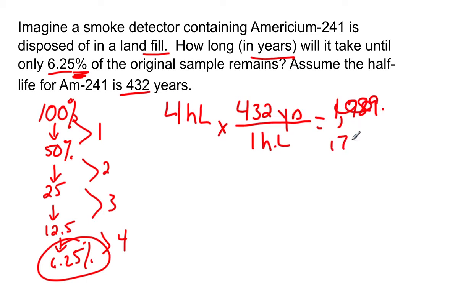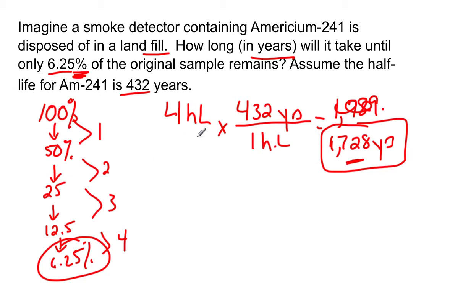1,728 years. That's how long it would take to get from our original sample all the way down to 6.25. We still have some americium left. We're still not even at zero. But just to get to 6.25, we're at 1,728 years. I doubt you'll still be around to see this.